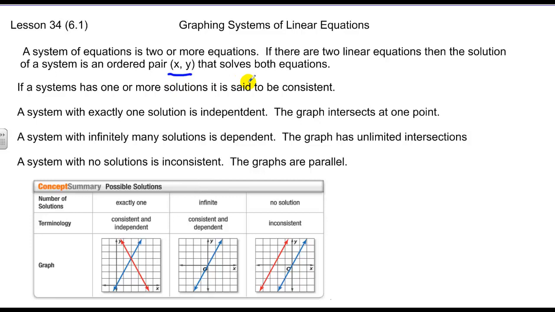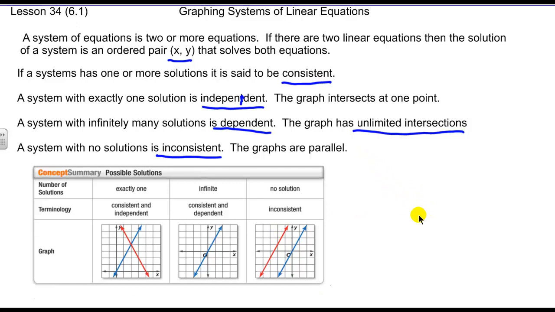If a system has one or more solutions, then we call it consistent. If it has exactly one solution, it's called independent, and the graph is going to intersect at a point. If the system has infinitely many solutions, we call that dependent, and the graph has unlimited intersections. I'll show you what that looks like in a second. And if there are no solutions, it's called inconsistent, and the lines are parallel. You should know a little bit more about parallel from what we've already studied.